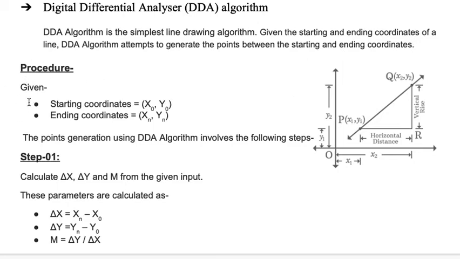We'll see the procedure now. Given starting coordinates x0, y0, and ending coordinates xn and yn, the points generated using the DDA algorithm involve the following steps. Step 1: calculate delta x, delta y, and m, the slope from the differential equation.